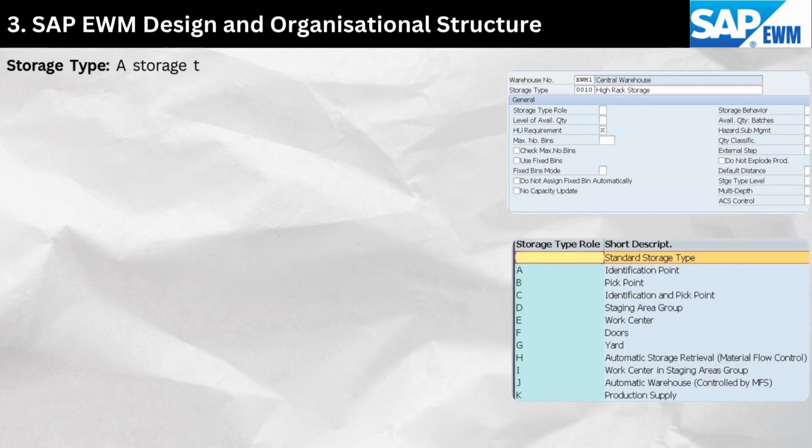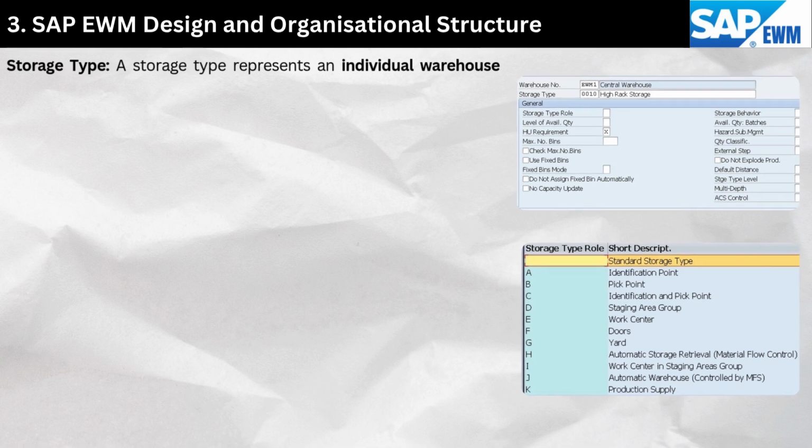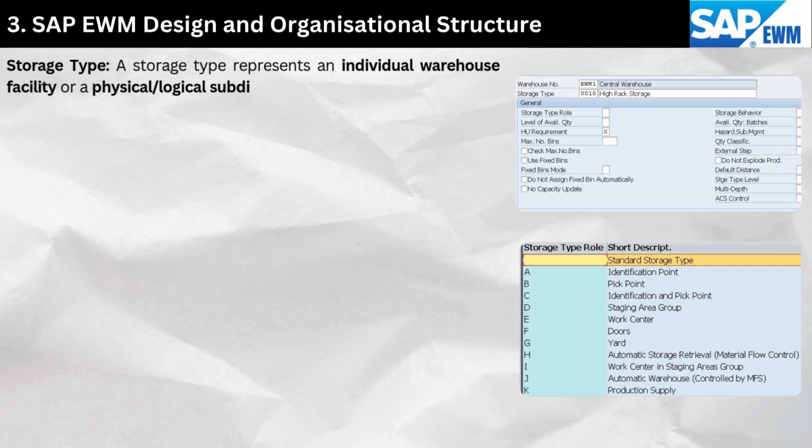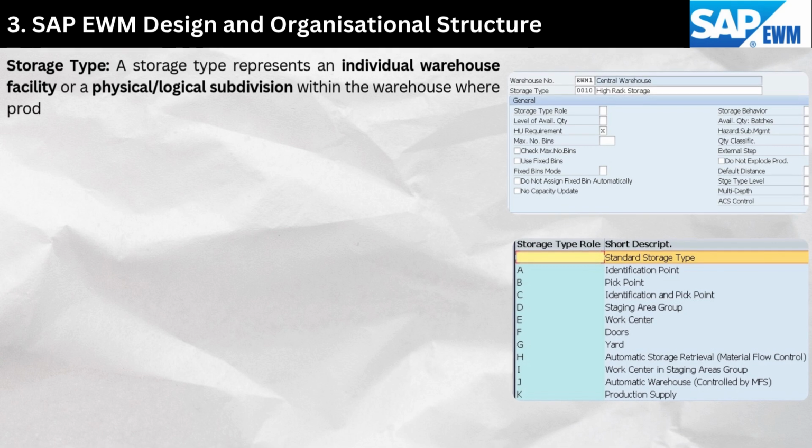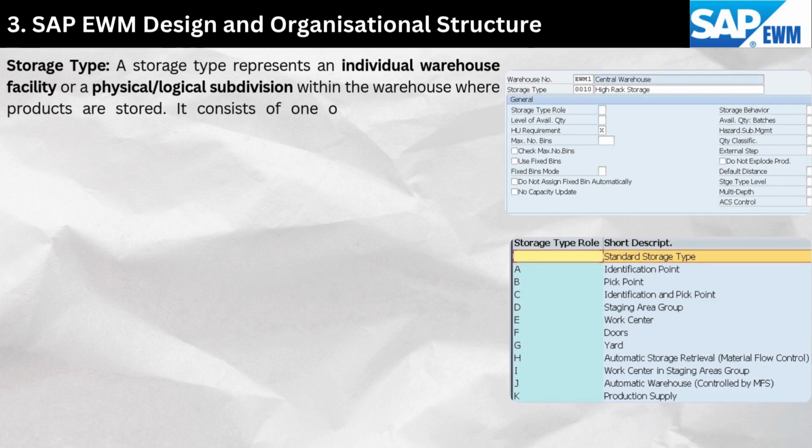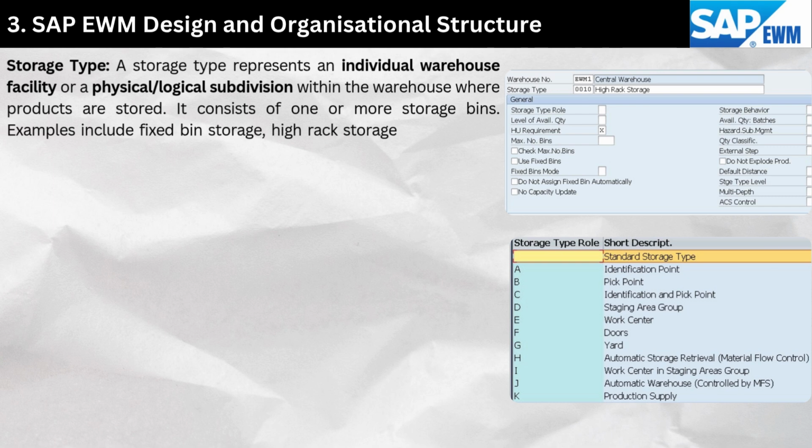Storage type. A storage type represents an individual warehouse facility or a physical/logical subdivision within the warehouse where products are stored. It consists of one or more storage bins. Examples include fixed bin storage, high rack storage, bulk storage, and open storage.